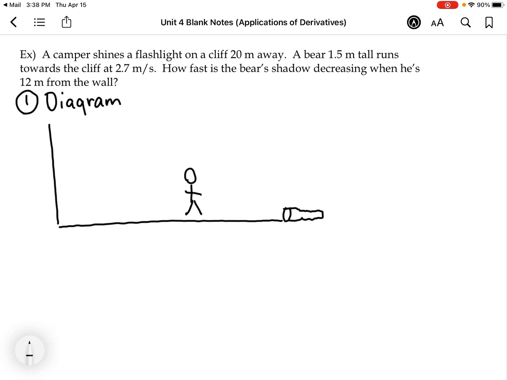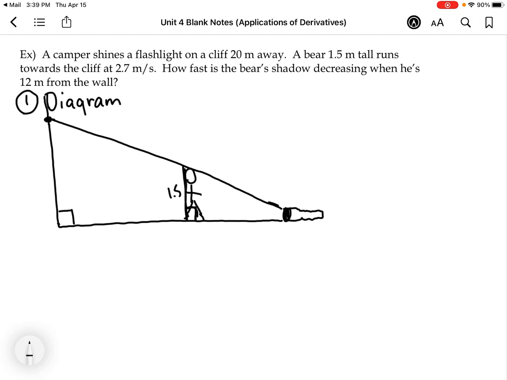And so essentially the flashlight's being shone. The shadow is going to hit right there, right? So the cliff is going to keep going, but the shadow is going to hit right there. Okay, and that's a nice right angle. And so we need to draw in what we know here. The bear, that's this over here, and that's also a nice right angle, is 1.5 meters tall.